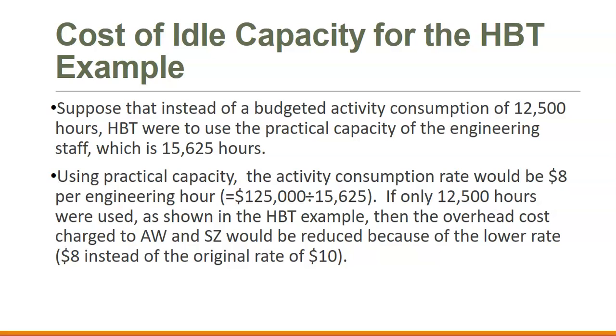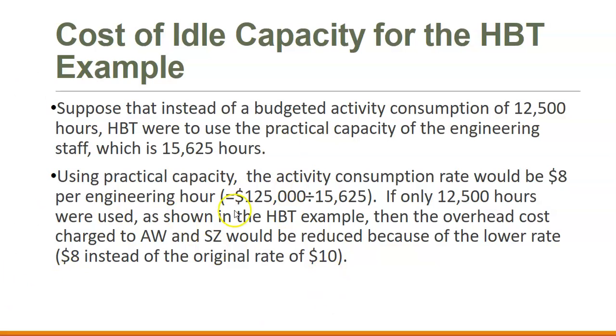So if we switch our activity consumption from budgeted hours to practical capacity of 15,625 hours, we would change our activity consumption rate to $8 per engineering hour instead of the original rate of $10 per engineering hour, which then reduces the amount of cost that gets spread onto our products because it's being spread across a higher number of hours.